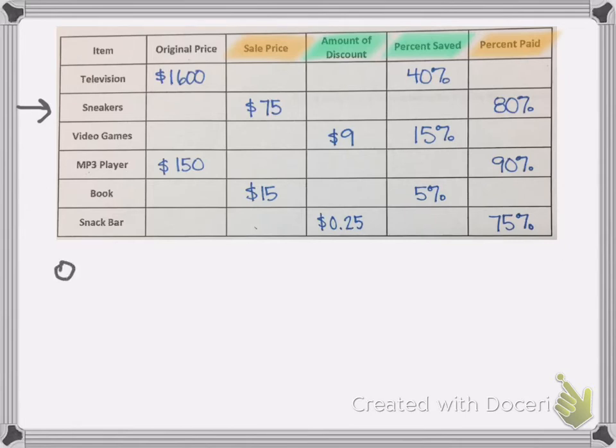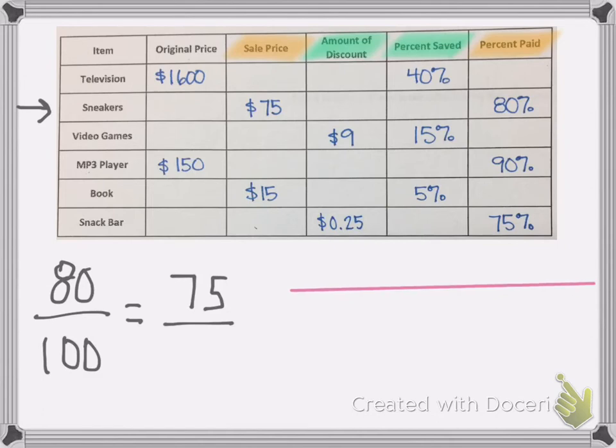So 80%, that means 80 per 100, is equal to the part to whole ratio. The sales price is the part, so that's 75. And the whole, I don't know. So here's our part to whole ratio. We've got a problem here. 80 doesn't turn into 100 easily, and 75 doesn't turn into 80 easily. So we need to make a double number line. I'm going to do that over here. Let's see if we can make it fit.